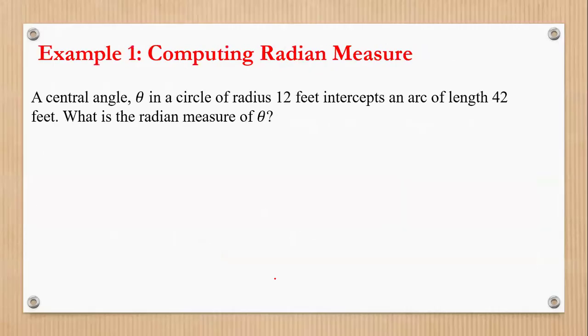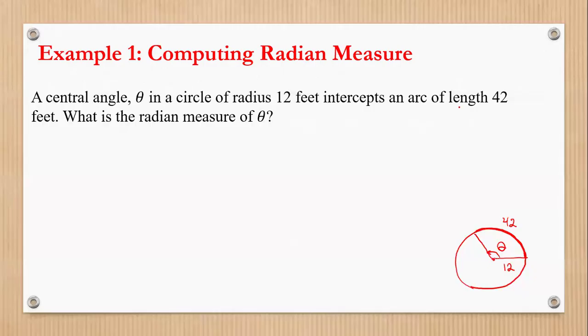So let's look at an example. Example 1 says a central angle theta in a circle of radius 12. So we have a circle. The radius is 12. And we have an angle theta which intercepts an arc of length 42. Think that this is our angle theta, and the length of this intercepted arc is 42.